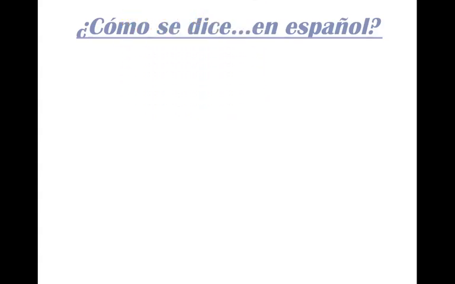Miércoles. Domingo. Jueves. Sábado. Lunes. Viernes.